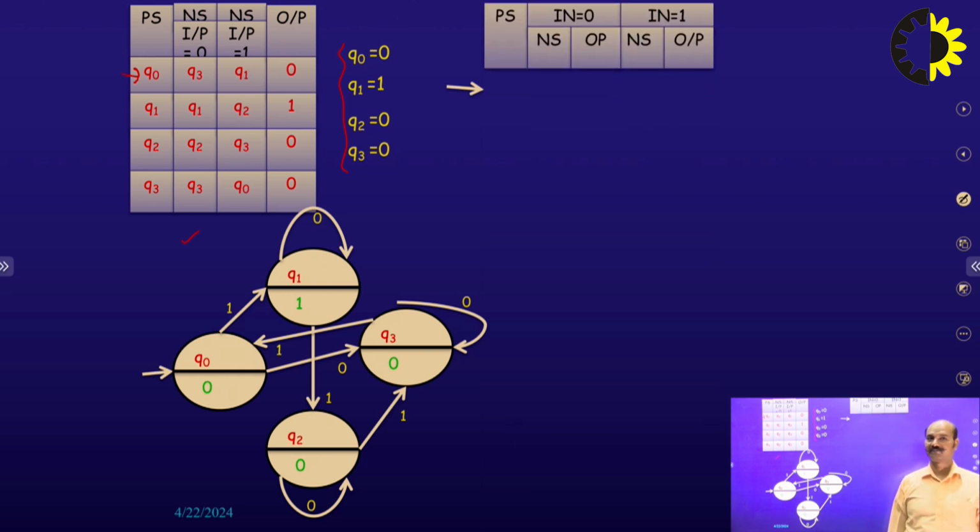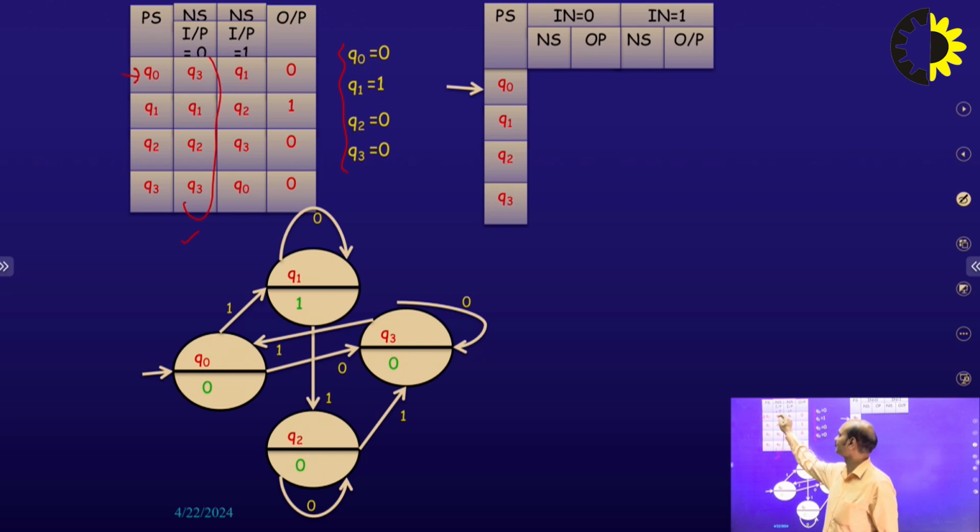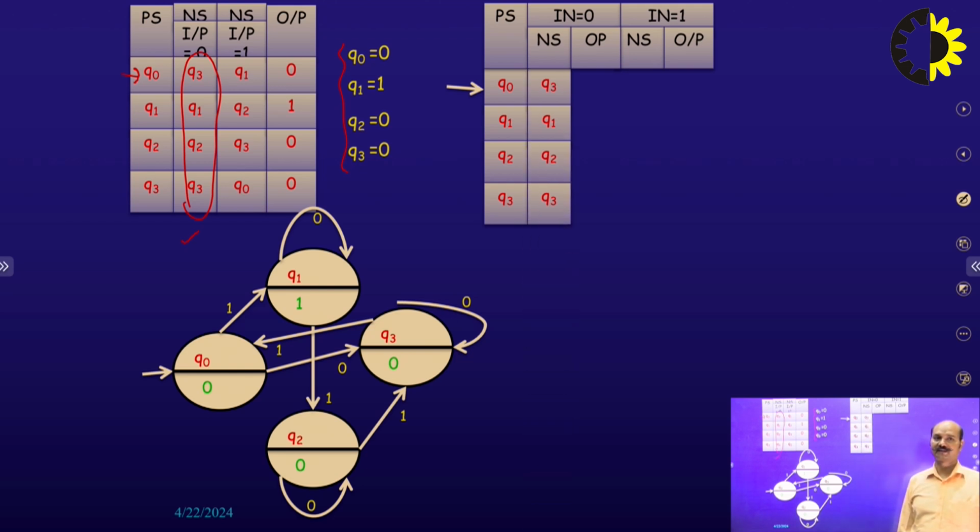Mealy machine table having the header, that is the present state, input 0, input 1, next state, output, next state, output. There are 4 states. So we write here all 4 states, that is Q0, Q1, Q2 and Q3. At input 0, what is the next state? That is Q3, Q0, Q1, Q2, Q3.